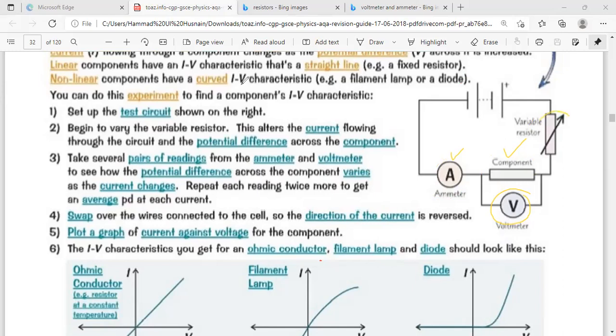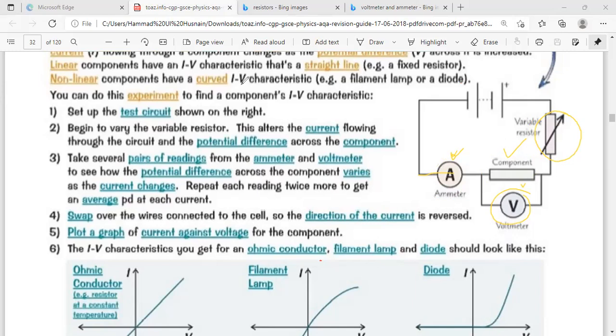You can change the resistance of the circuit with this variable resistor. When we decrease this resistance, the current flowing through this component will be increased, and when we increase this resistance, the current flowing through this circuit will be decreased. So you can vary the resistance in order to vary the current flowing through this component. Now take several pairs of readings from the ammeter and voltmeter to see how the potential difference across the component varies as the current changes. Repeat each reading twice more to get an average potential difference at each current.